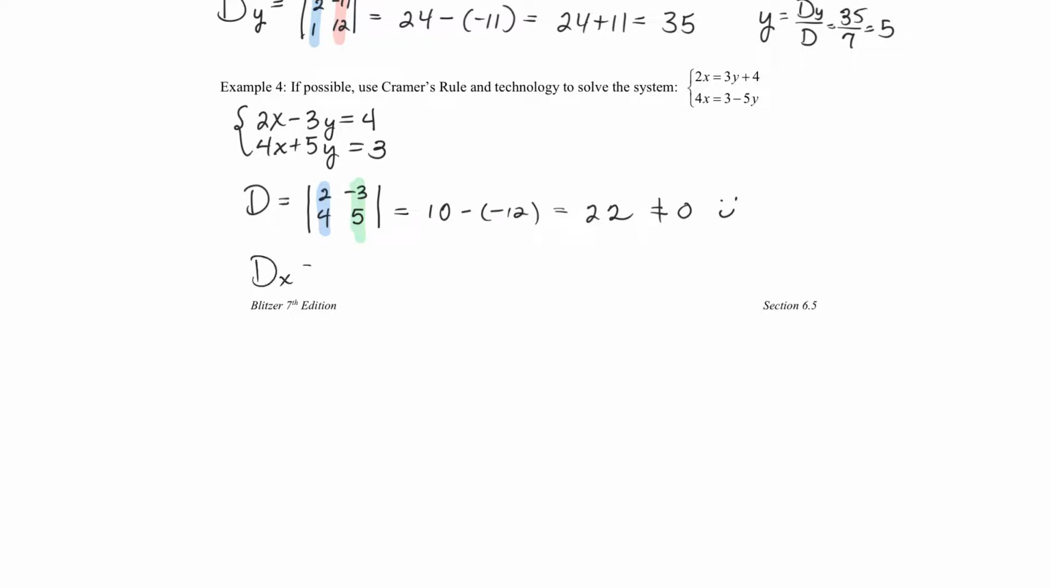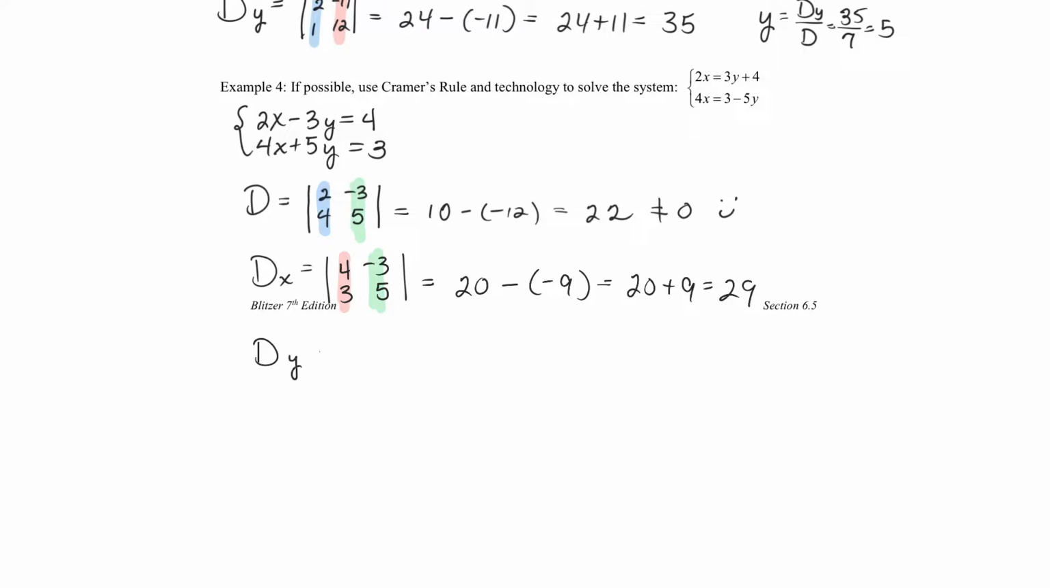So now I'm going to find the determinant that's going to go in the numerator to solve for x. And I know that I replace the coefficients of x with the constants when I'm solving for x, and I leave the y's alone, right? So that's going to be 4, 3, and negative 3, 5. And then that's going to be 20 minus negative 9. 20 plus 9 is 29, okay? And if you're using your calculator, you should get the same thing.